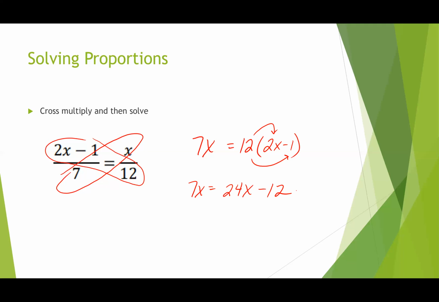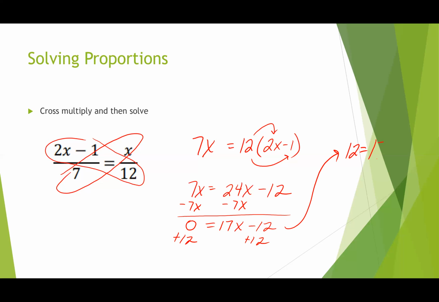Now we will move our x's and our constants around. I'm going to move my small x over to my big x, so minus 7x on both sides. 7x minus 7x is 0. It is okay, you can have 0. Now 24x minus 7x is 17x, minus 12. Now we just add 12 to both sides, and I get 12 is equal to 17x.